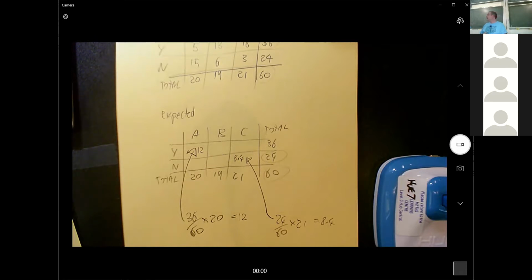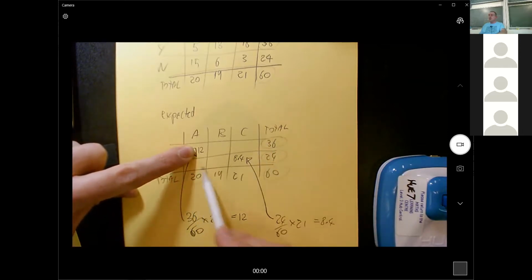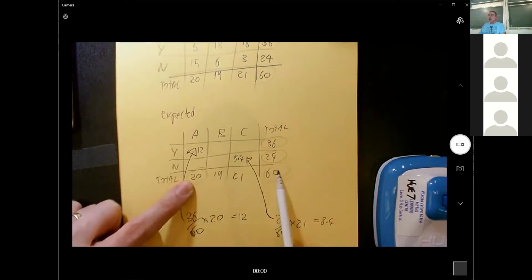So what I will say is that most resources that teach the Chi-Squared test say that to figure out what's in this spot, you need to do the row total times the column total divided by the grand total, and that will produce the same answer. Because this is all multiplication and division, it doesn't really matter what order it happens in. I could just as easily have done 20 divided by 60 and that times 36, and it would have produced the same thing.